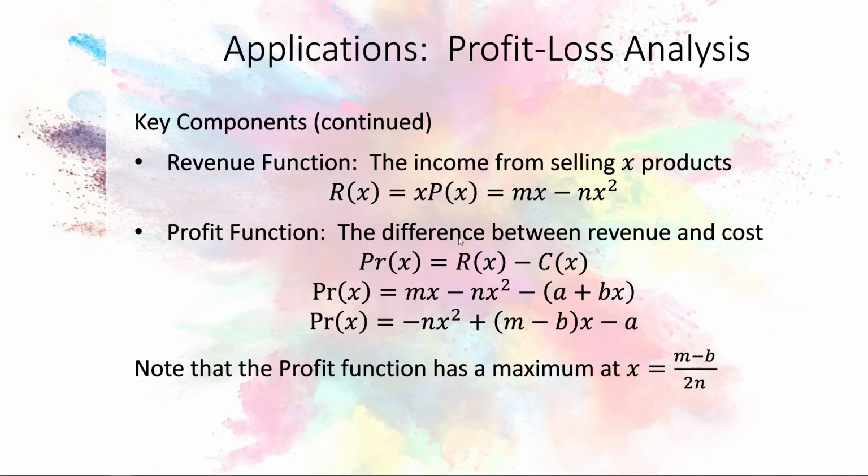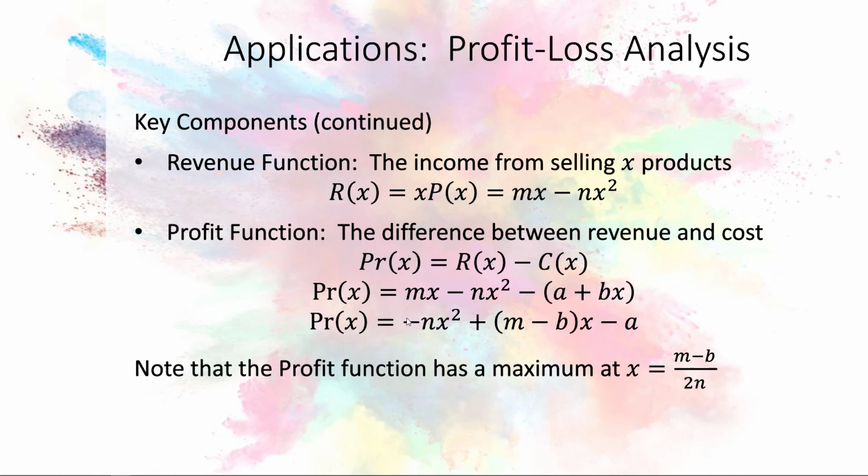And then the profit, well, that is nothing more than the revenue minus the cost. Remember, the cost is equal to A plus BX, where A is the fixed cost, B is the cost per item, and this right here is the revenue. And when you're done, you have this. Now notice this is a quadratic equation. Also notice that our leading coefficient is a negative number.